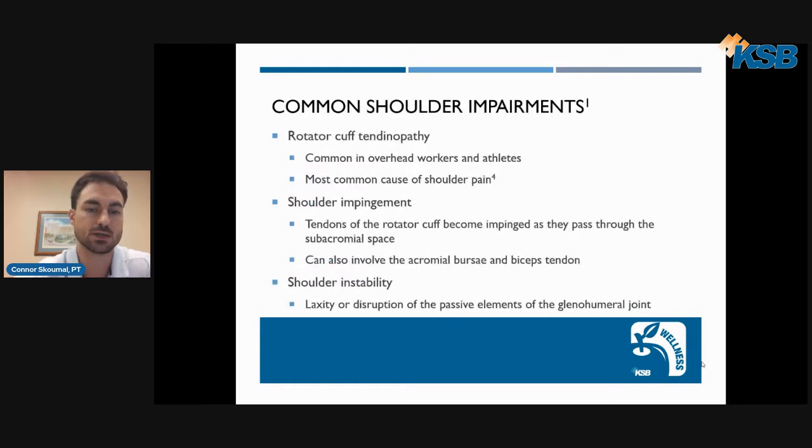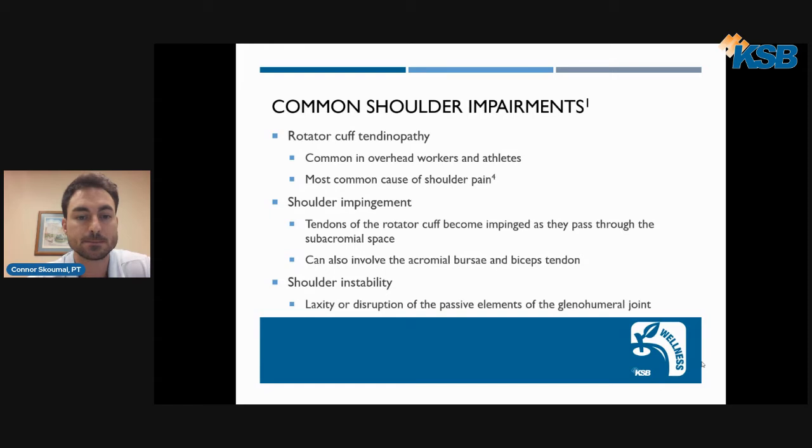Next, we'll talk about some common shoulder impairments that are seen in physical therapy. One of the most common is rotator cuff tendinopathy. That's basically just chronic or acute inflammation of the rotator cuff tendon as it attaches onto the humeral head. Like I said, there are 4 tendons there that can be involved. This is really common in overhead workers and athletes. Shoulder impingement is also another very common diagnosis that we see. Tendons of the rotator cuff become impinged as they pass through the subacromial space.